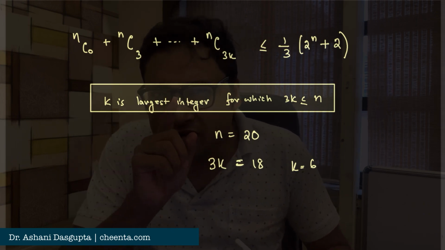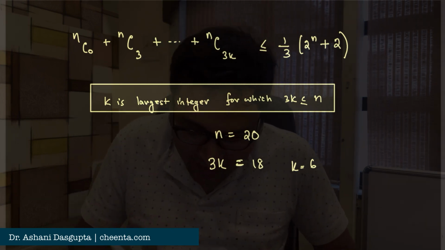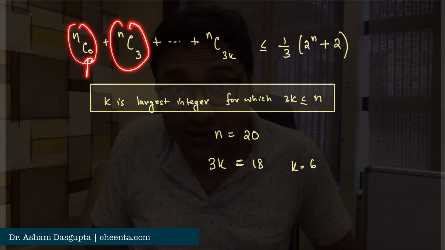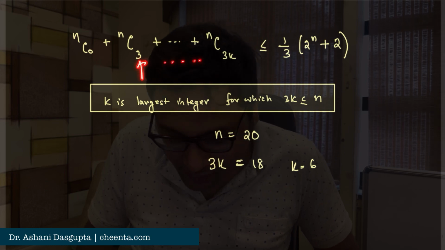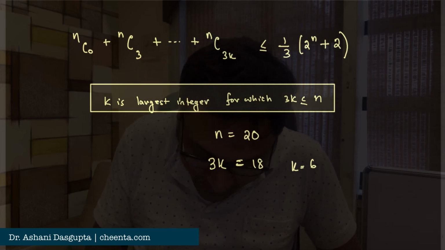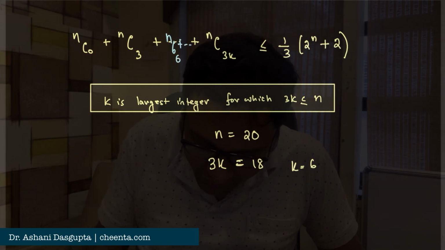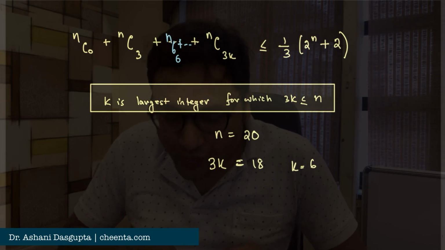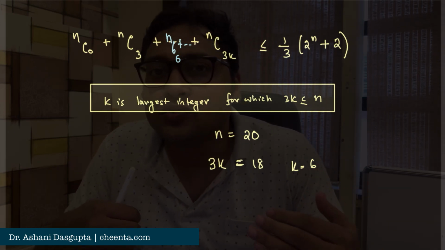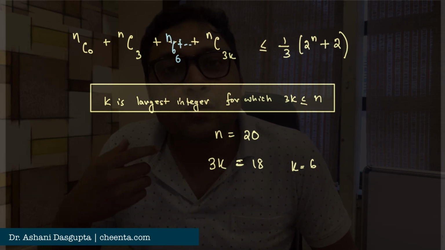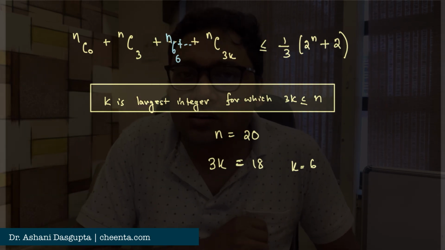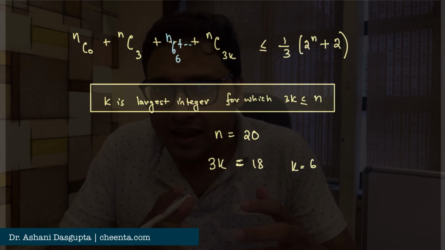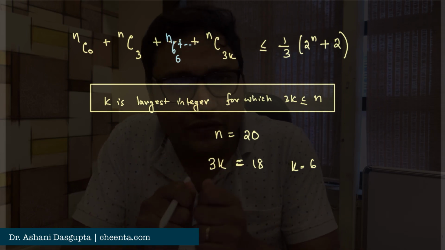And I think you are seeing something very curious in this problem, that we are jumping in steps of 3. First we have n choose 0. Then we have n choose 3. And like this we will go on. The next one will be n choose 6, and you go on up to 3k. So we want to show that this is less than or equal to 1/3 into 2 to the power n plus 2. There is so much to learn in this problem, so I strongly suggest you grab a piece of paper and pen and follow along with me, and I'm sure we will learn a lot.